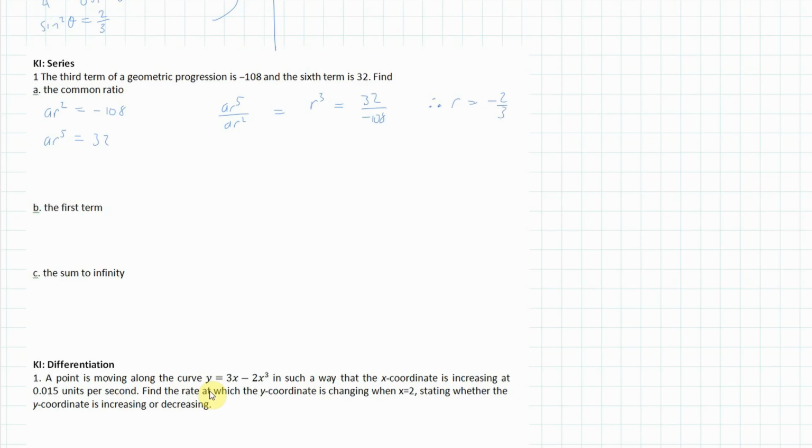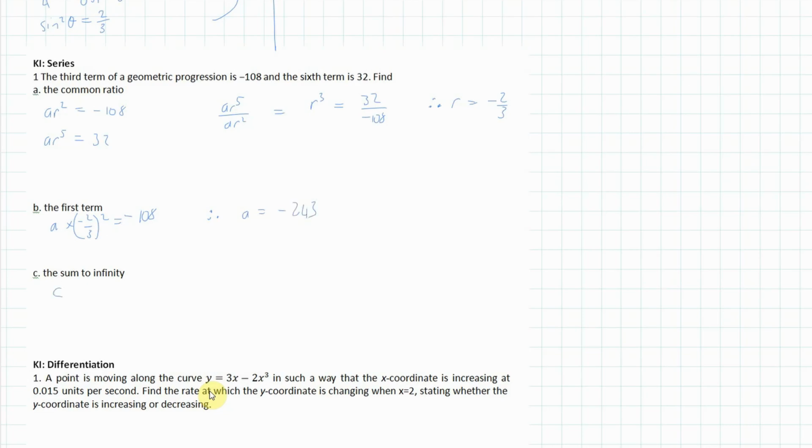Therefore the first term, well, we can just substitute in A times negative 2 over 3 squared equals negative 108. Therefore, A equals negative 108 divided by negative 2/3 squared. And that's giving me negative 243.